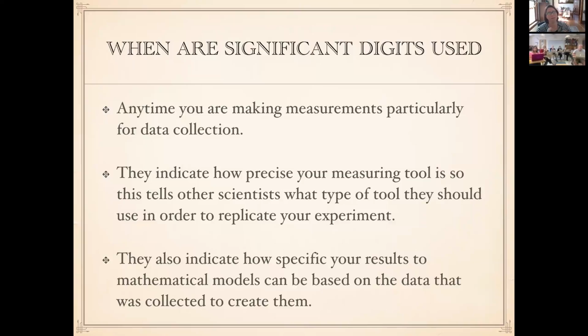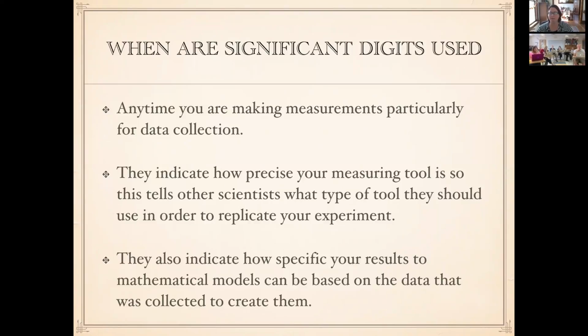They also indicate how specific your results to mathematical models can be, which you've heard me use this phrase, mathematical models, before. If you remember from our last Zoom session, we talked a little bit about how the point of physics is not the math, but math is used to describe what we're seeing. That descriptive element of it is a mathematical model. For example, the velocity equation or acceleration equations, or the graphs that we draw from watching an object move across the floor.